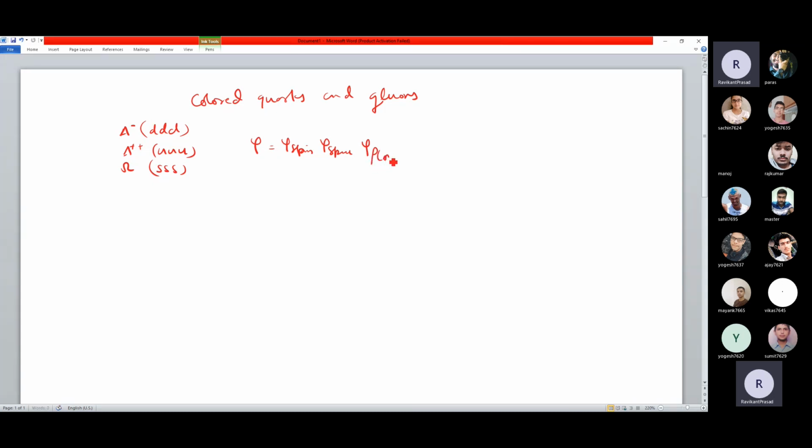Then you have flavor. So flavor is actually concerned with up, down, strange, bottom, top, and we have one more, that is charm, strangeness, bottomness, topness, and there is one more.